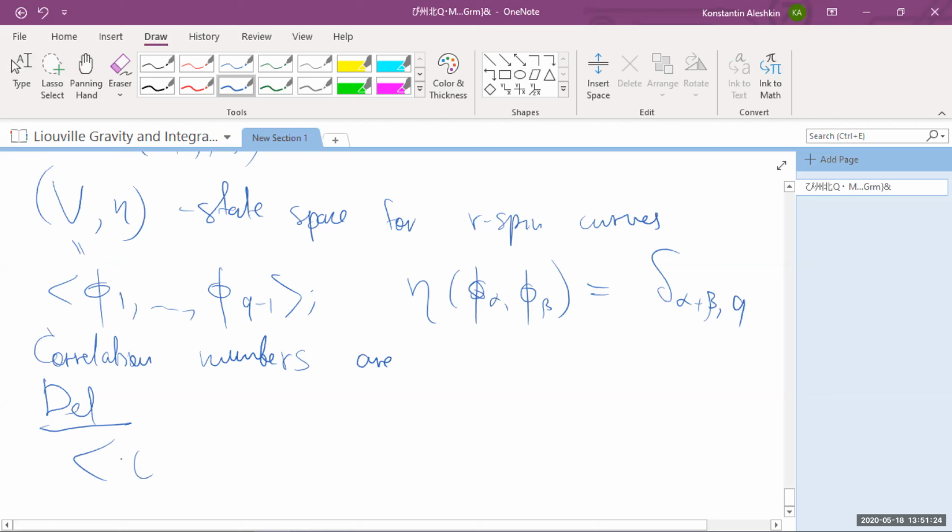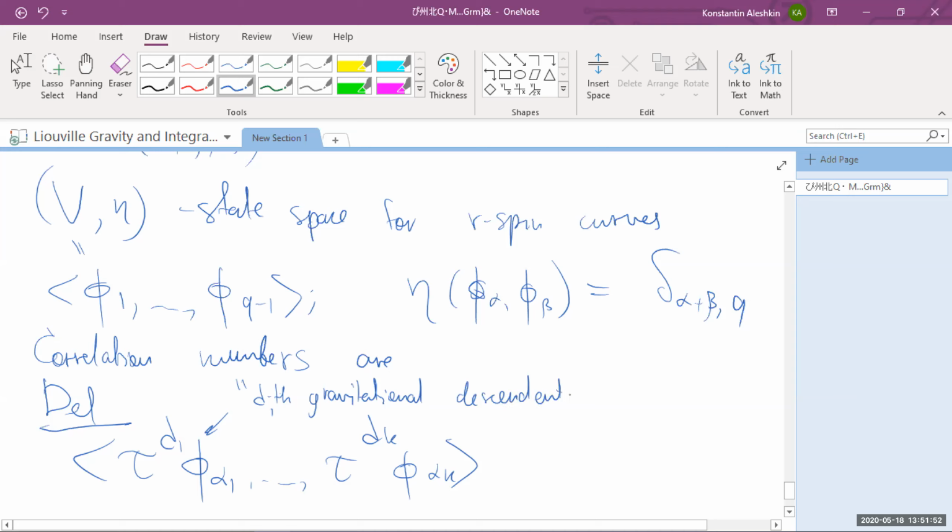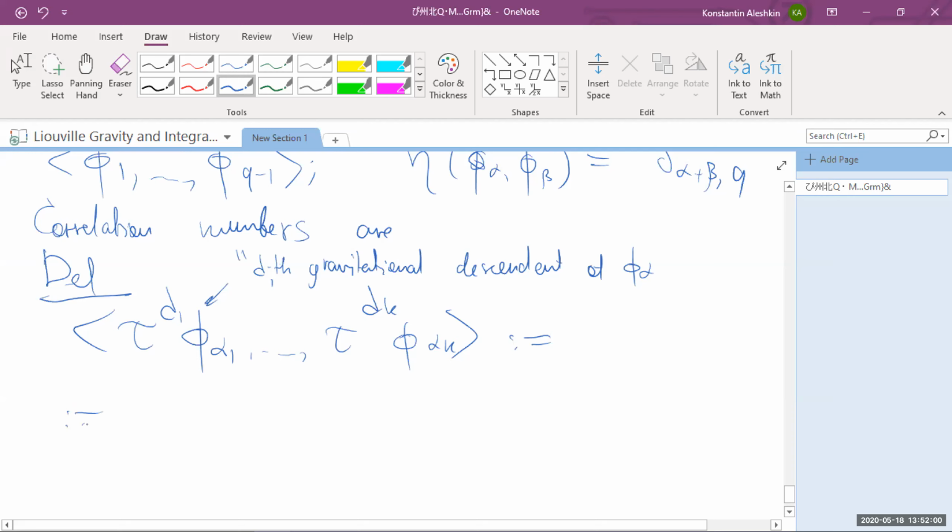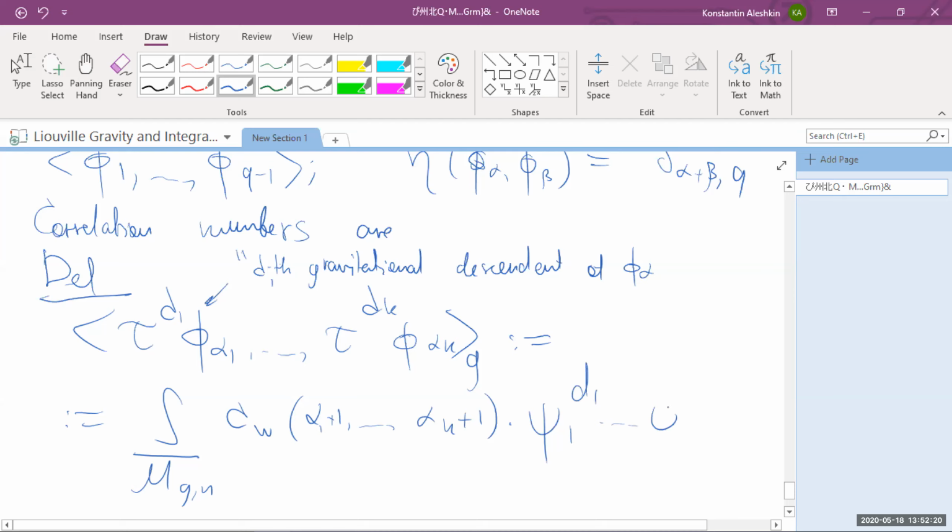The usual notation for correlation numbers is something like this: tau power d1, phi alpha 1, up to tau power dk, phi alpha k. So tau d1 of phi alpha 1 is called a gravitational descendant of phi alpha. And this is some integral over the moduli space of curves, of genus g, M_g,k bar, of some class, the Witten class W of alpha 1 plus 1, etc., alpha k plus 1, multiplied by psi 1 to the d1, up to psi k to the dk.